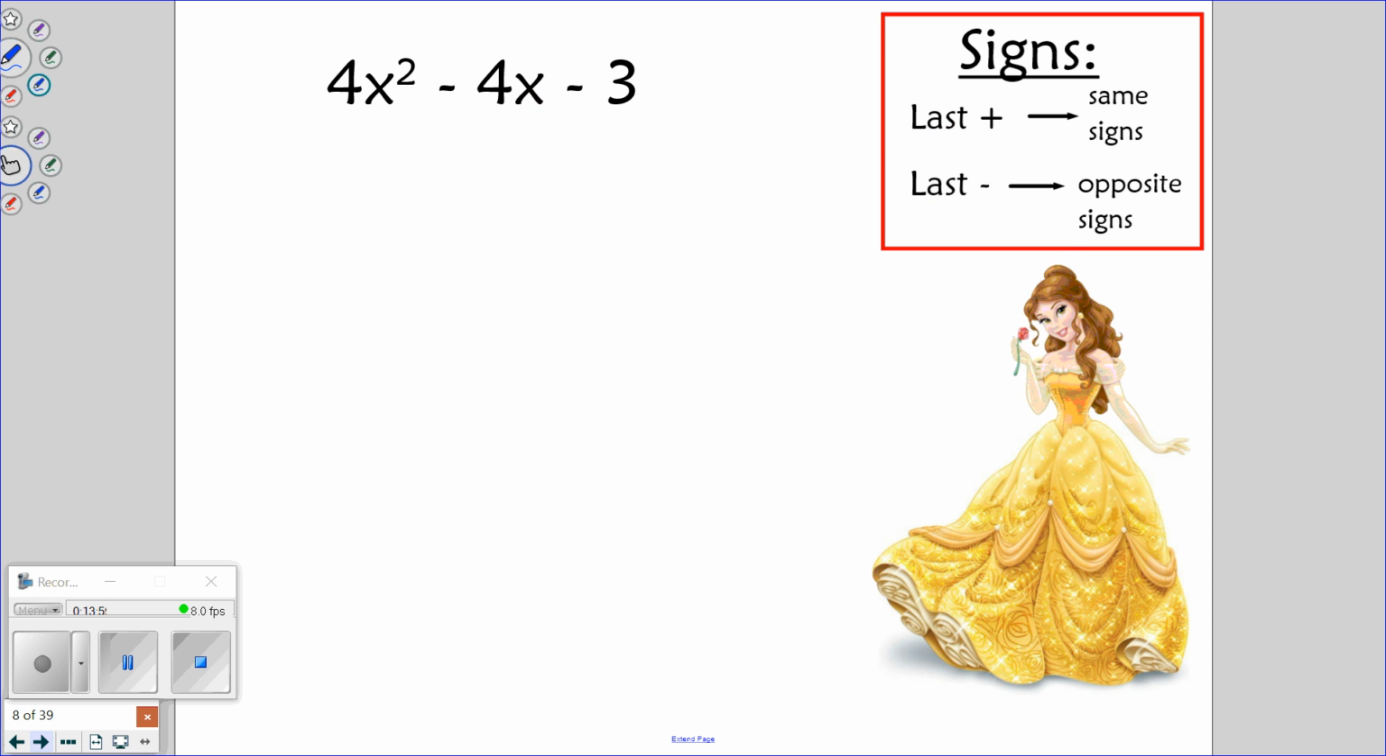Okay. Next one. Isn't this fun? I love factoring. It's like my favorite thing to do in math. I'm a bit of a nerd, though.